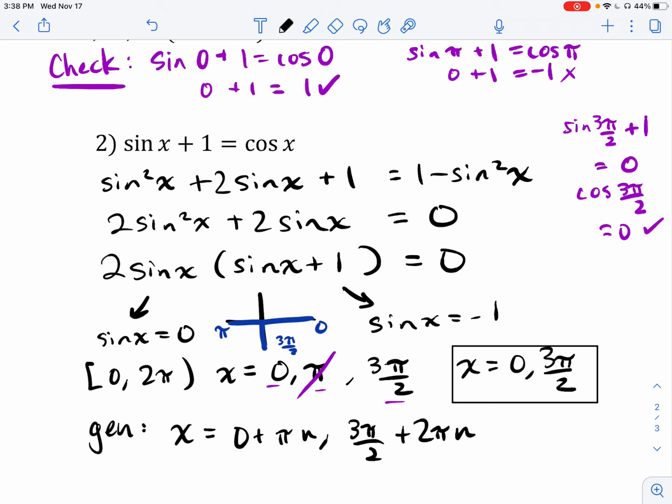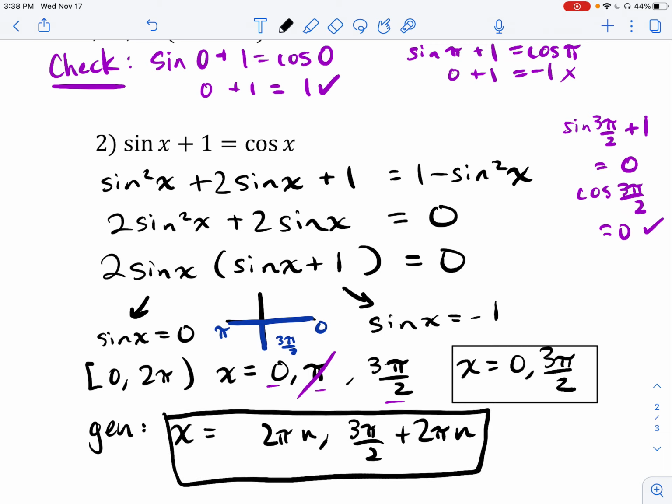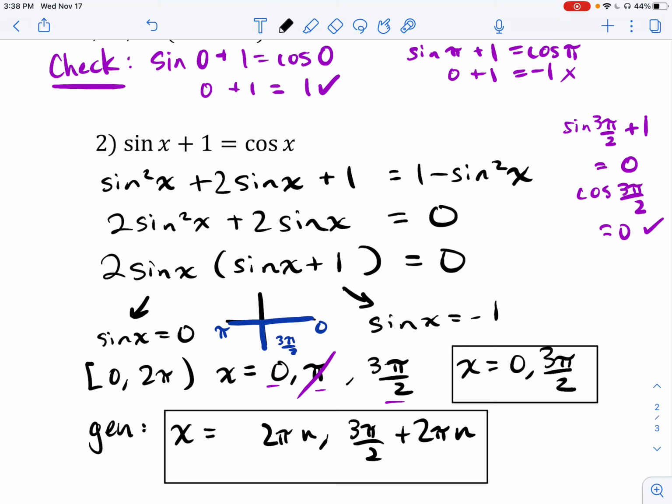How does that affect my general solutions? Now that I know I'm only looking at 0 and 3 pi over 2, I can just say 0 plus 2 pi n, or just 2 pi n, and then 3 pi over 2 plus 2 pi n. These would be my general solutions. Those are all the angles that satisfy this original equation. So when you're doing something like squaring both sides, you definitely want to make sure that you are checking for extraneous solutions because you are creating more solutions than were originally there.